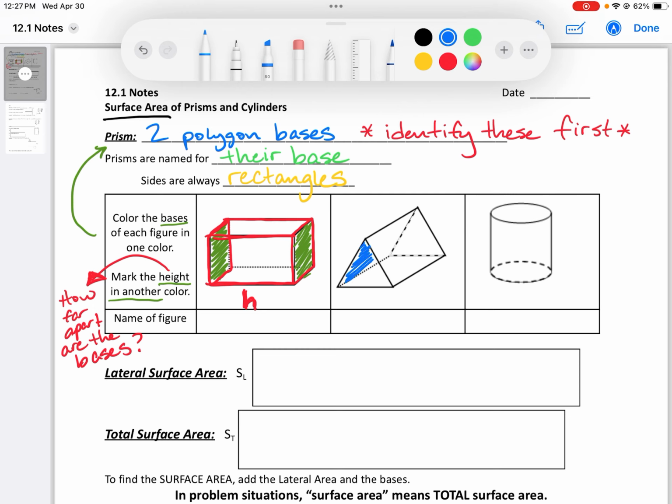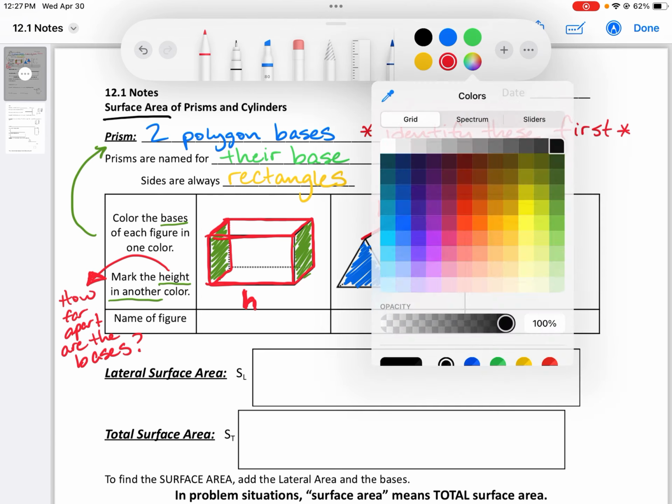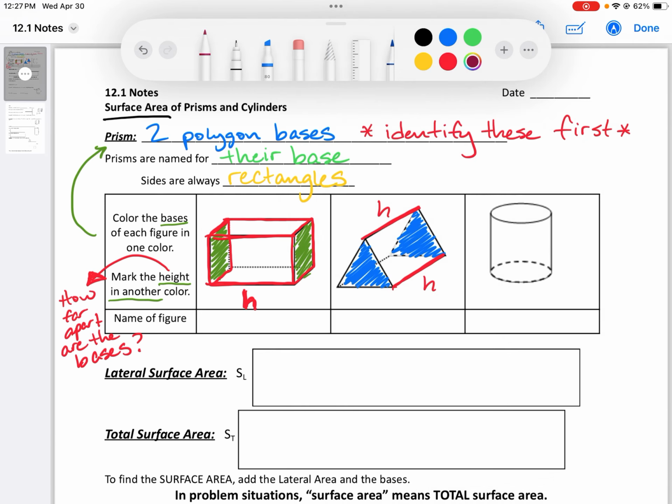Let's move to the next one. We are going to identify the polygon first. Well, guess what? That's a triangle. So that's base number one. A triangle over here. That's base number two. And then ask yourself, how far apart are the bases? That is this distance. That's our height. Okay? How far apart are they? That's our height. Lastly, for this final example, I'm going to identify my shape, which is a circle.